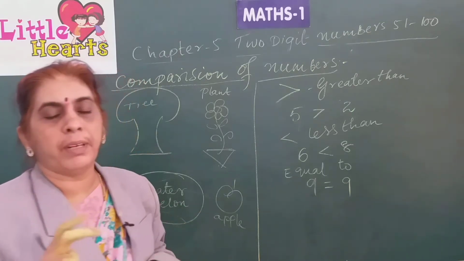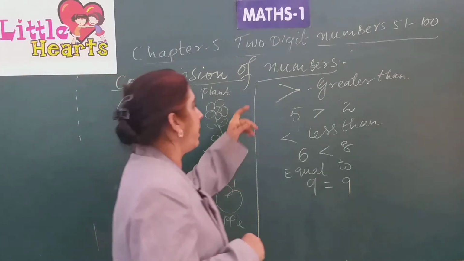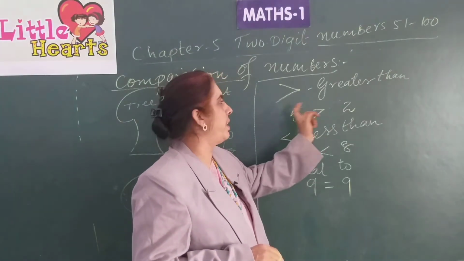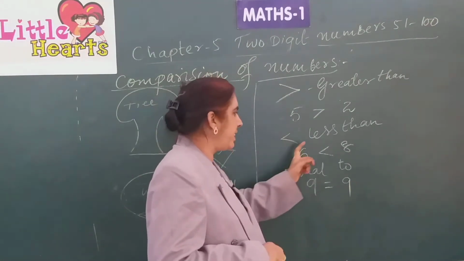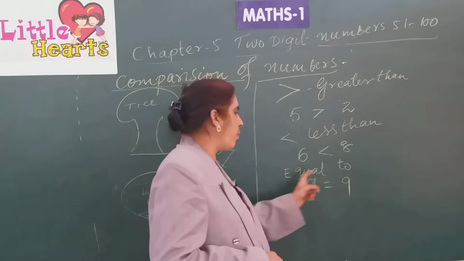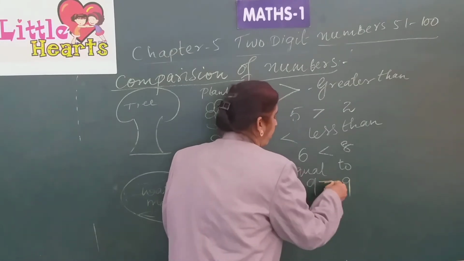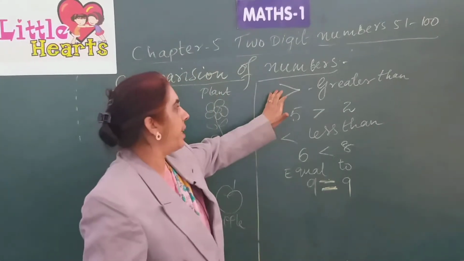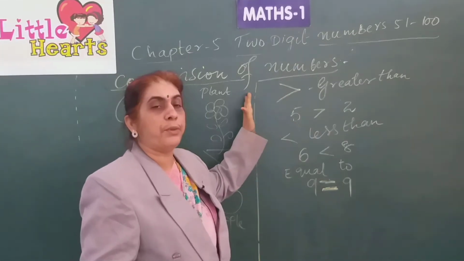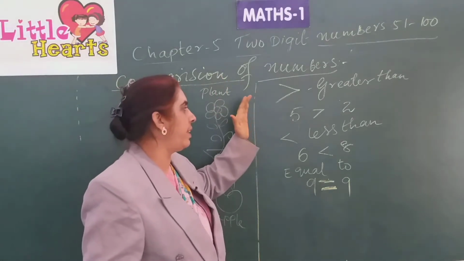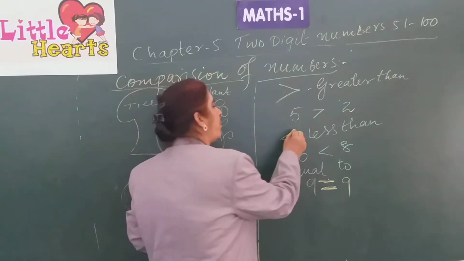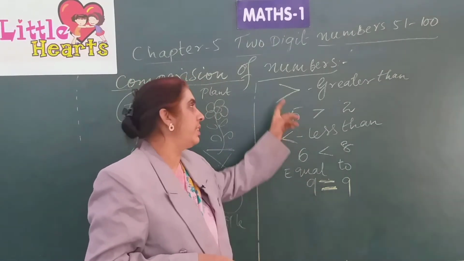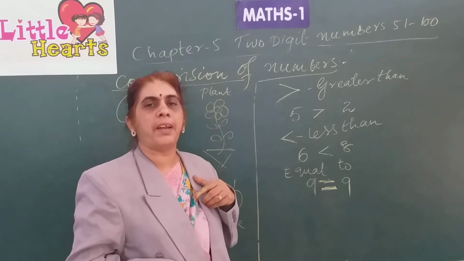We use 3 symbols for comparison of numbers. That is greater than: 5 is greater than 2, 5 is bigger than 2. Less than: 6 is less than 8. And equal to. Equal to is 2 lines written one below the other. And greater than is when the mouth is open towards your left hand side, and if the mouth is open towards your right hand side, that is less than. With these 3 symbols we shall compare numbers now.